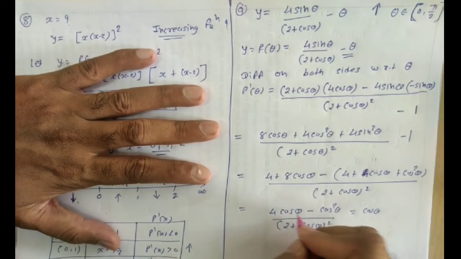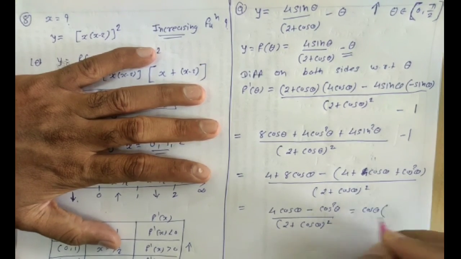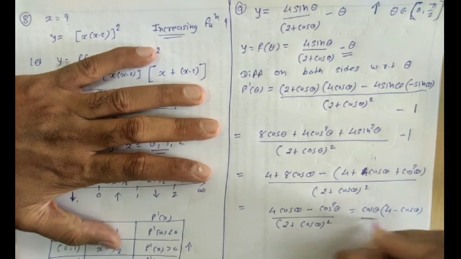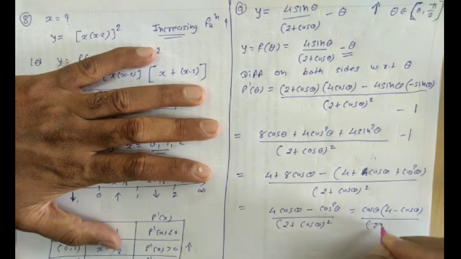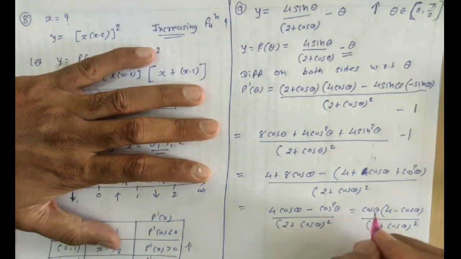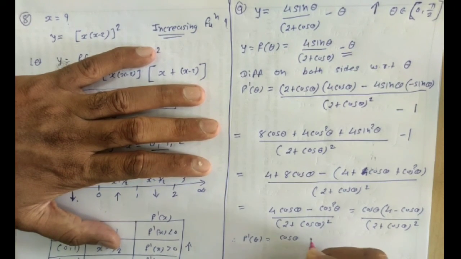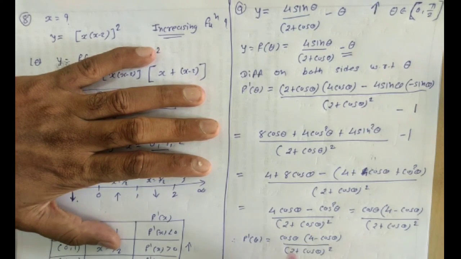So now taking cos theta common. So the remaining term is 4 minus cos theta, divided by 2 plus cos theta whole square. Done. This is our f dash theta. Therefore, finally we can write f dash theta equal to cos theta into 4 minus cos theta, divided by 2 plus cos theta whole square.